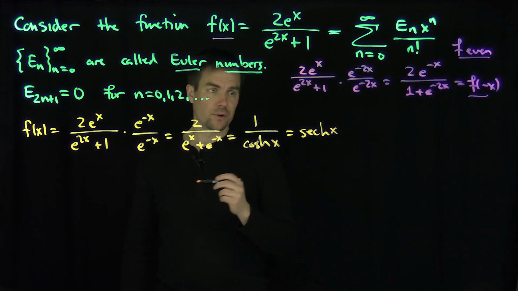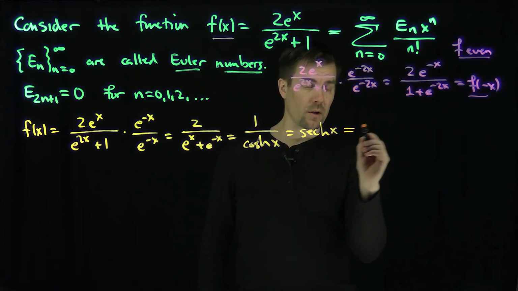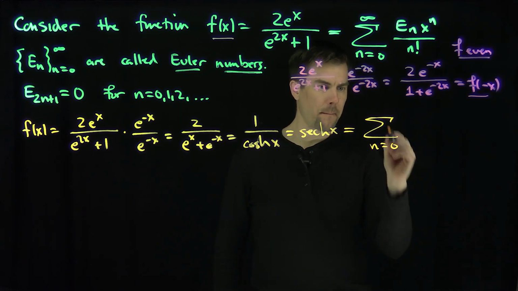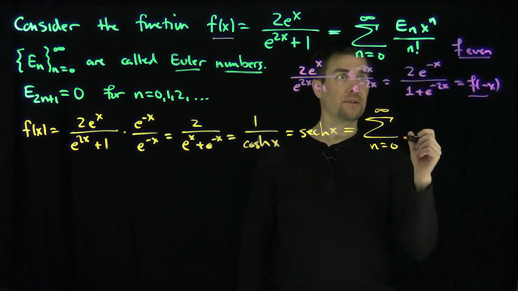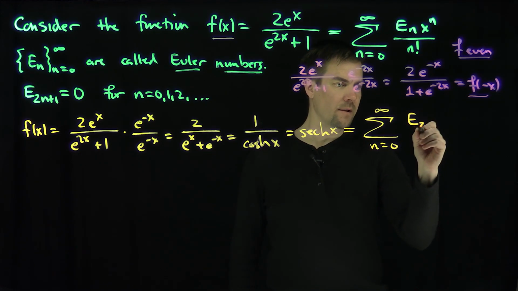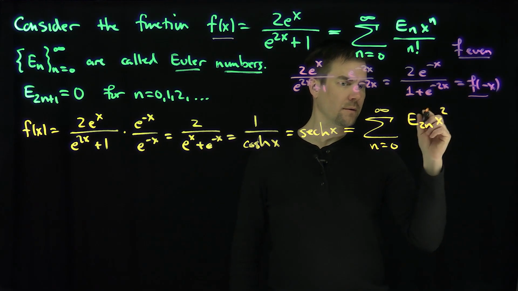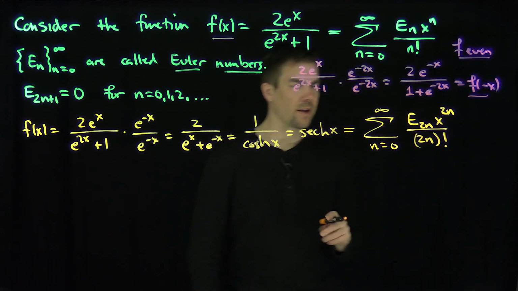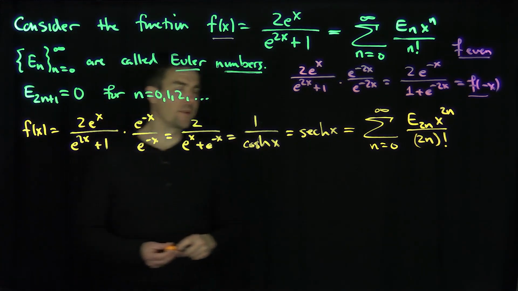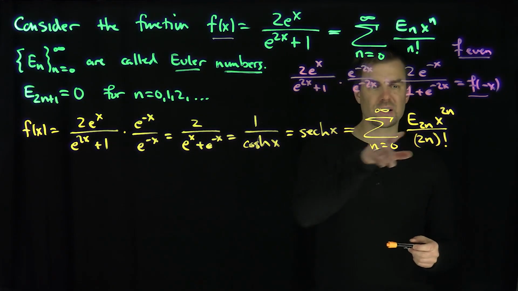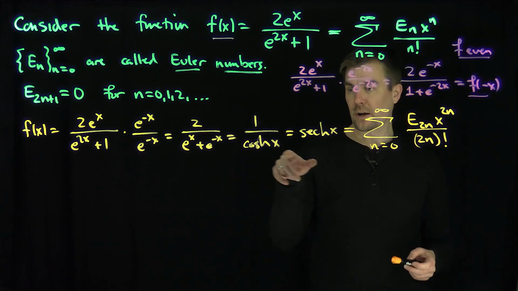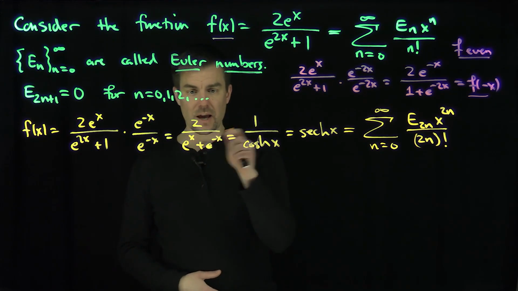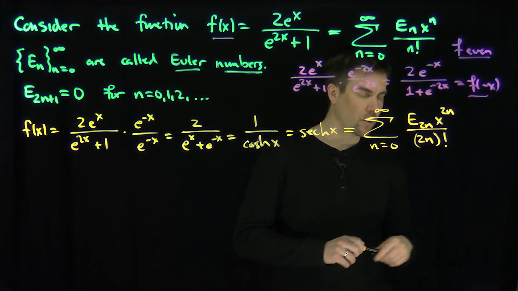And now I'm able to say that hyperbolic secant of x is represented by this formula over here. It's the sum, n goes from 0 to infinity, of E_2n x to the 2n over 2n factorial. We can write it like this over here. So we'd like to find these Euler numbers. Of course, we can clearly see that the 0th Euler number is just the hyperbolic secant of 0, which is 1 over cosh of 0. If I plug in 0 to this, I'm going to get 2 over 2, so 1. So E_0 is going to be equal to 1.